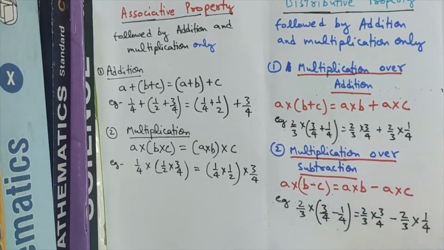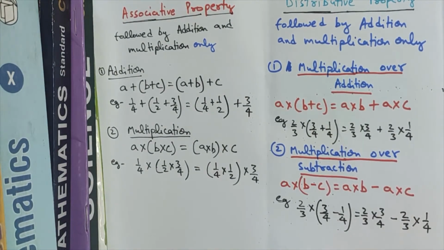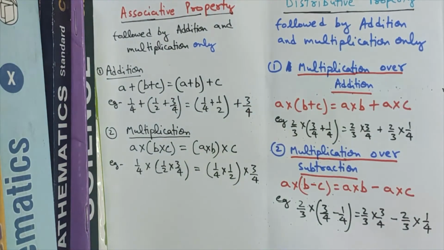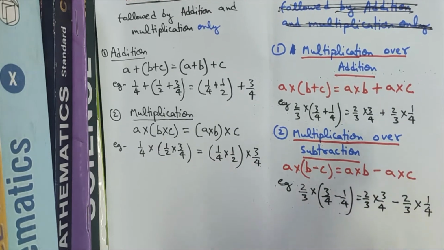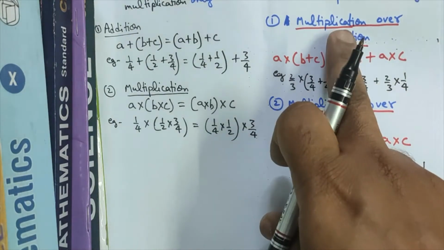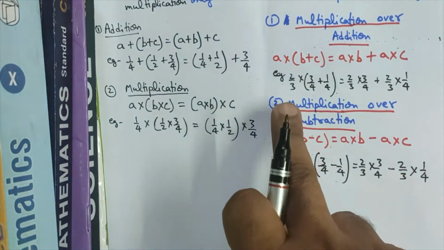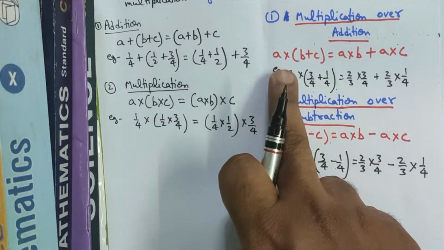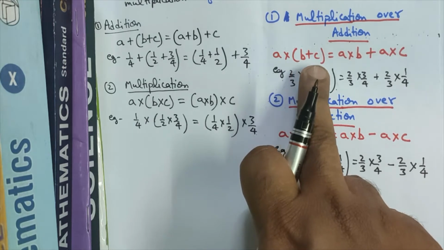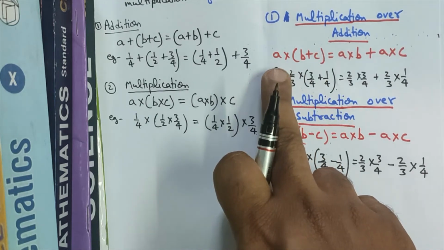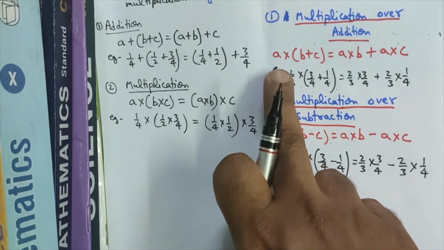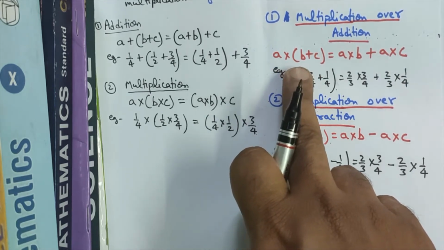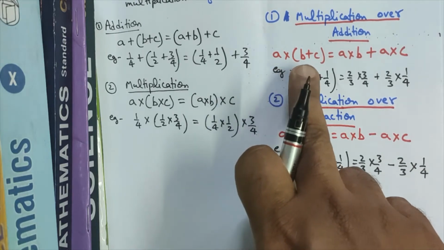Distributive property. The distributive property of multiplication over addition means that if the sum of B and C is multiplied by A, then A will be distributed among B and C.